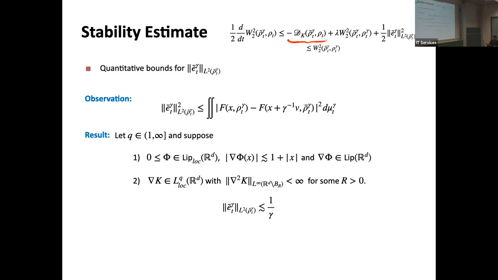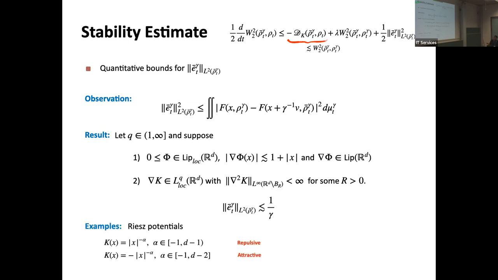The second point is an assumption on the interaction potential. The gradient of k is required only to be in L^q loc, so locally L^q. But outside some ball, we require that it's quite regular. So you think about anything that is very singular at the origin, but smooth outside. Roughly. And for these cases, we can show that this object is bounded by 1 over gamma times some constant. All right, so as examples, we can cover the Riesz potential. These are the repulsive Riesz potentials, alpha ranging from -1 to d minus 1.